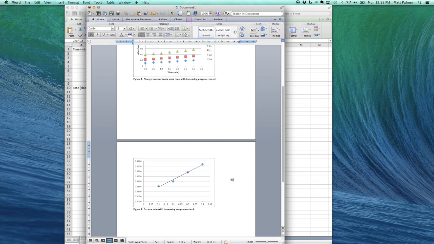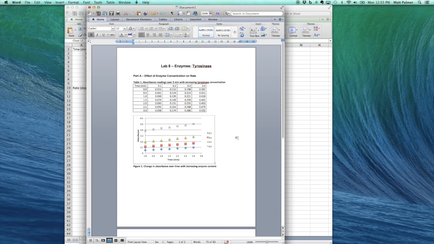And then it's just a matter of filling in your discussion, the rest of the questions in this Word document. You can print it, you can save it as a PDF, whatever you want to do. This will really help facilitate handing this in and transferring the data from your lab book into graphical form and then putting it in a Word document.